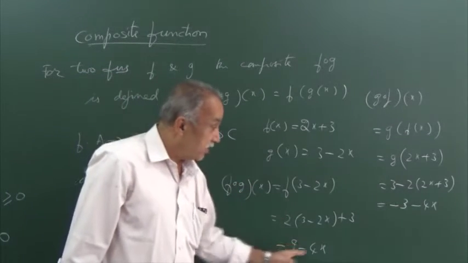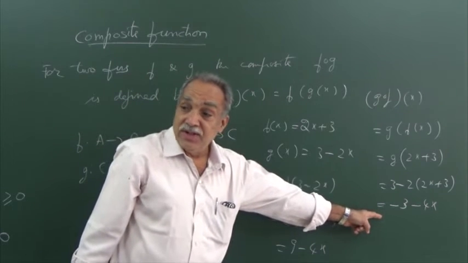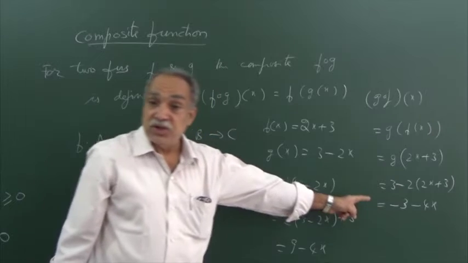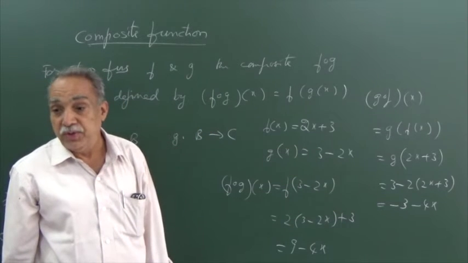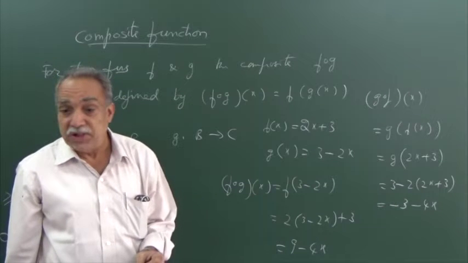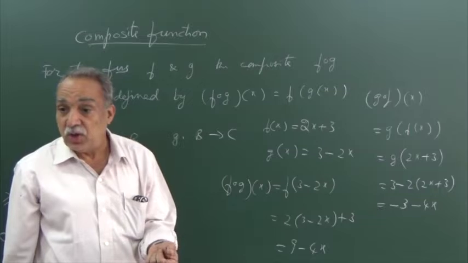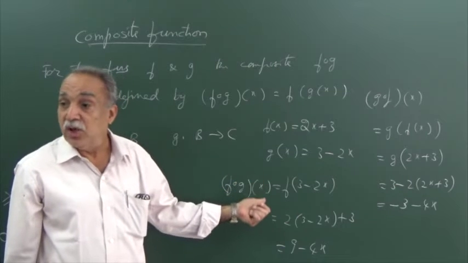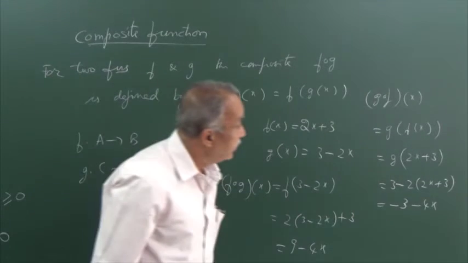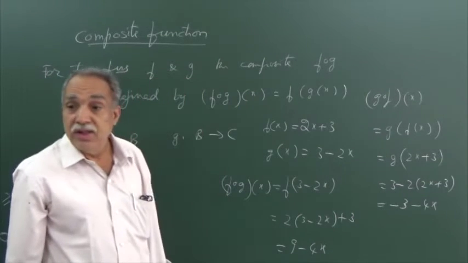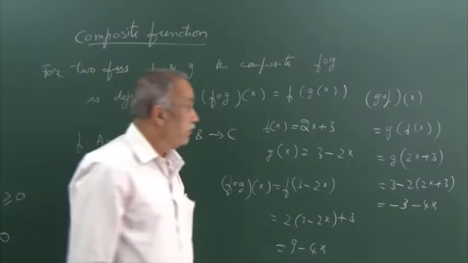But you might notice one speciality: f composite g of x is not the same as g composite f of x. The operation of composition of functions is not commutative. Addition and multiplication are commutative, but subtraction is not. Similar to subtraction, this is a non-commutative operation. Okay. What is g composite f of 1? Minus 7. g composite f of 0? Minus 3.